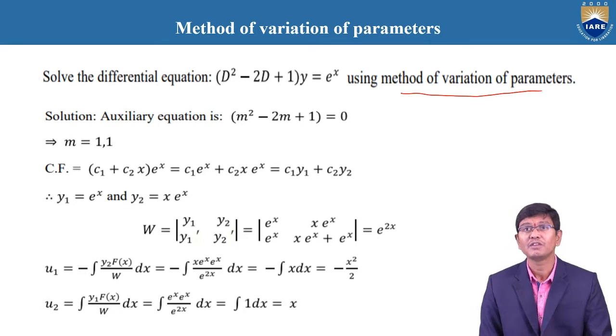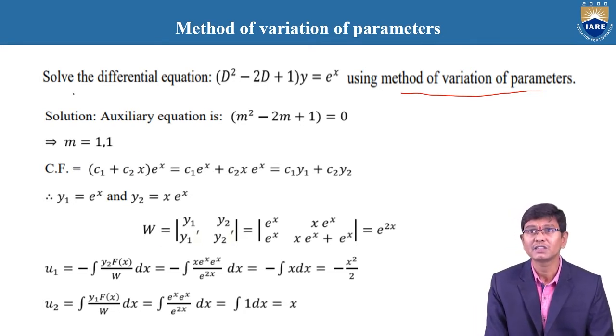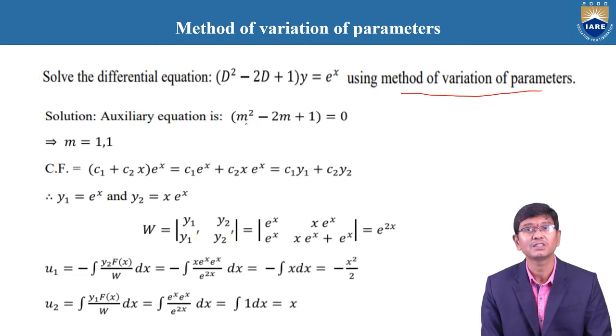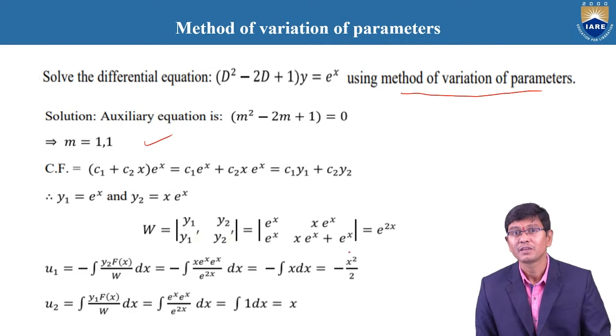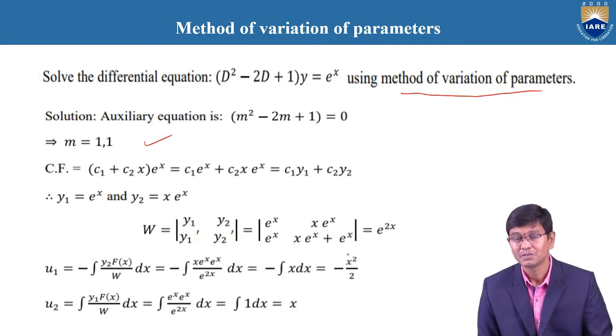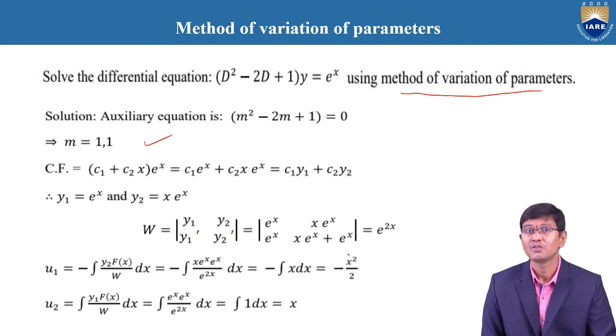Here also we need to find the roots of the given differential equation by using the auxiliary equation. The auxiliary equation is obtained by replacing D with m. The order of the given differential equation is 2. Therefore, m square minus 2m plus 1 is equal to 0, and you obtain two roots, m is equal to 1, 1, because m minus 1 whole square is equal to 0.